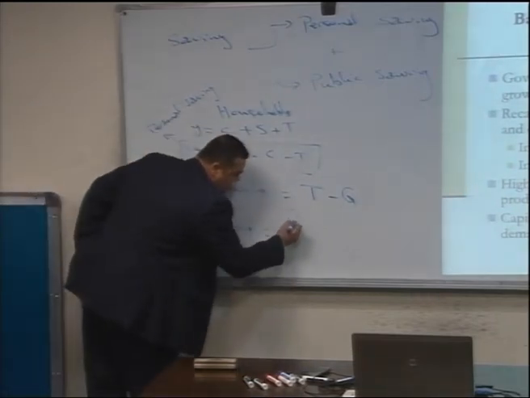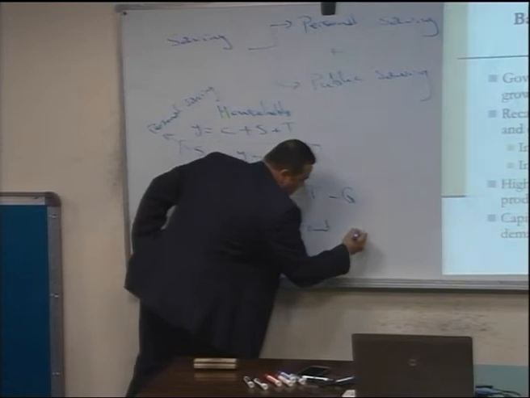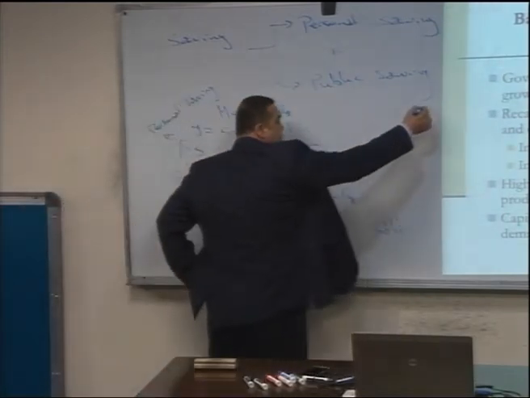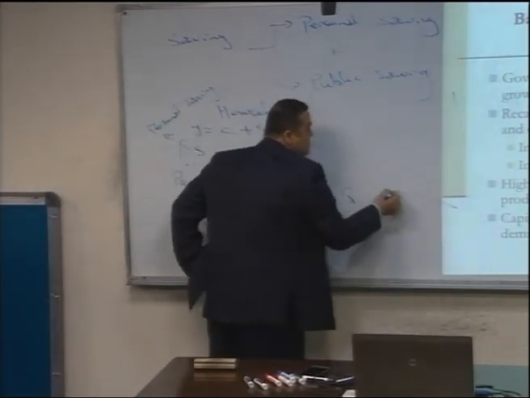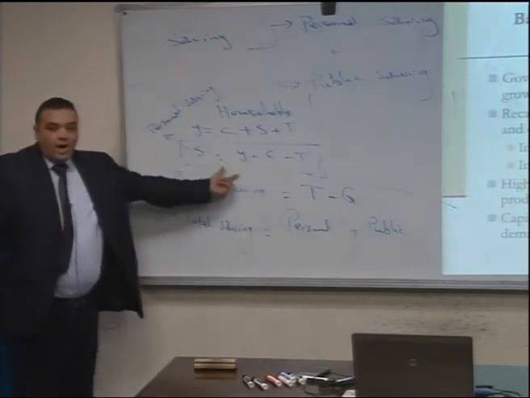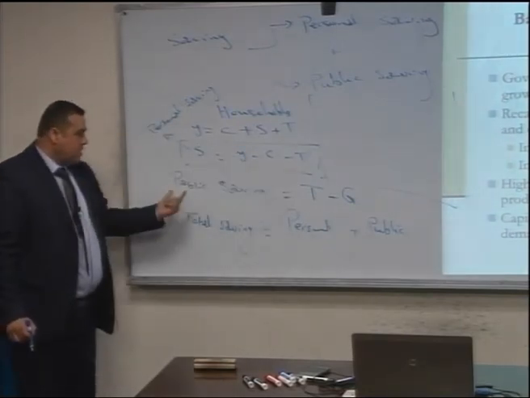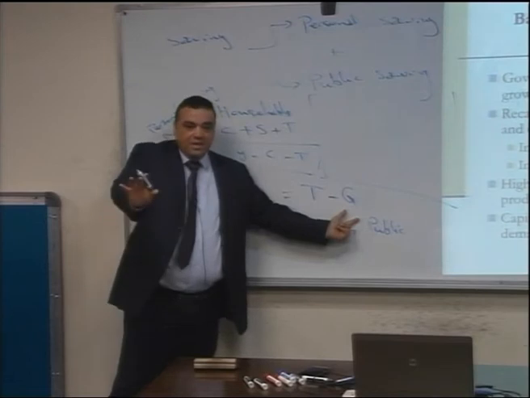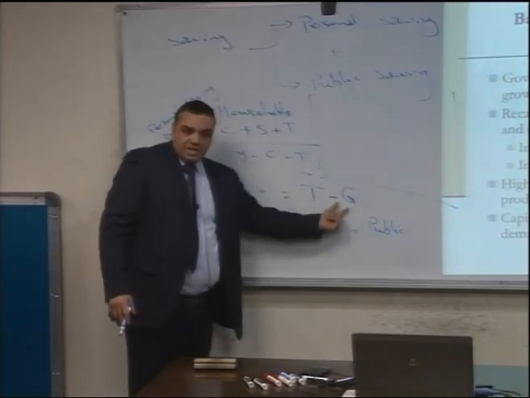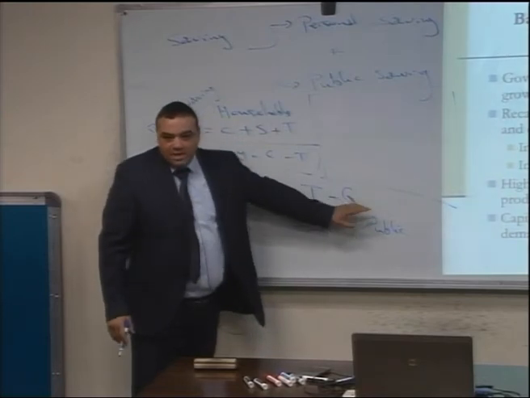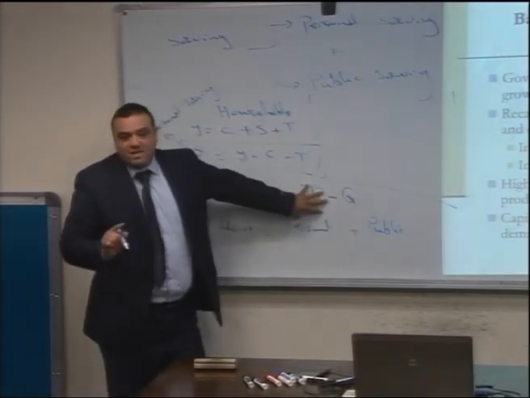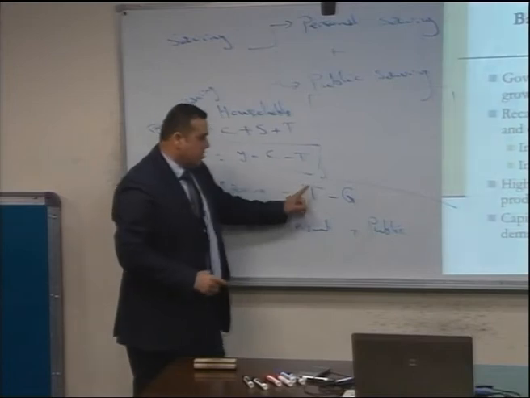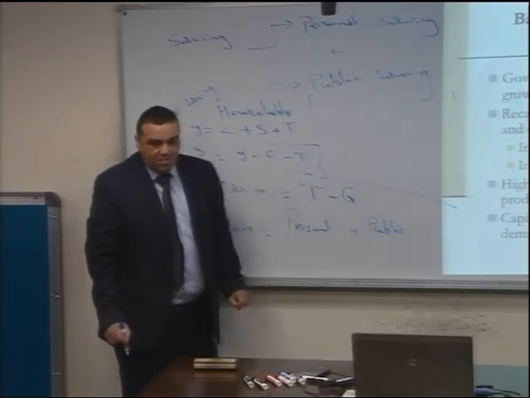Okay. So here we can say that the total saving equals personal saving plus public saving. In short, personal saving is Y minus C minus T and public saving is T minus government spending. Definitely, if T minus G is bigger than 0, we have a positive public saving, and vice versa: if T is less than government spending, we have a negative public saving.